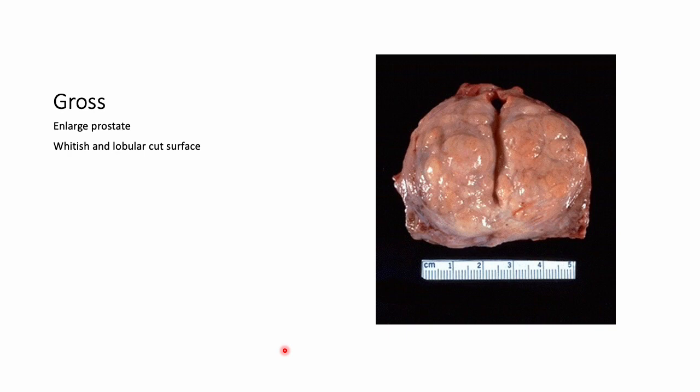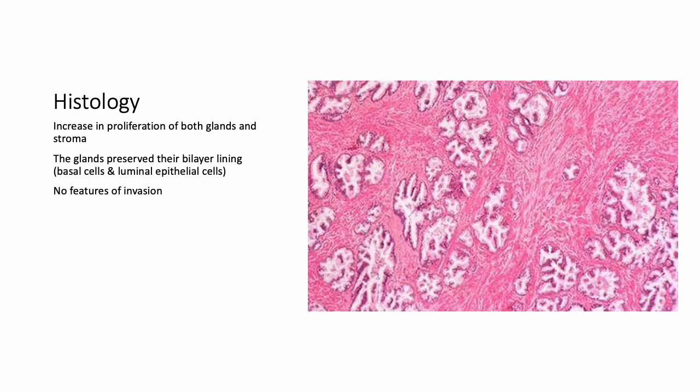The enlarged prostate, as the name implies, appears lobulated, and the cut surface is usually whitish. You can see at the center is the urethral opening. So this is how BPH looks.